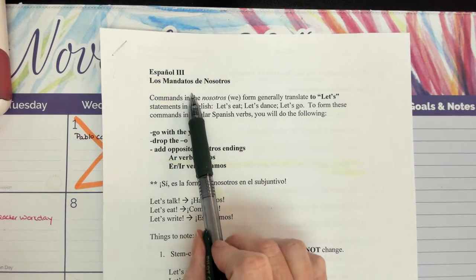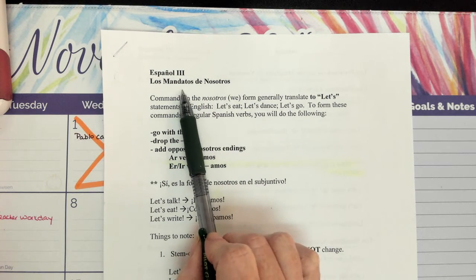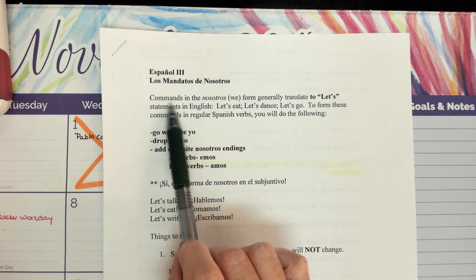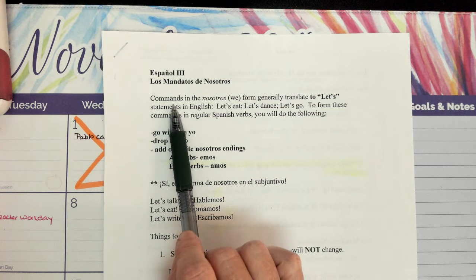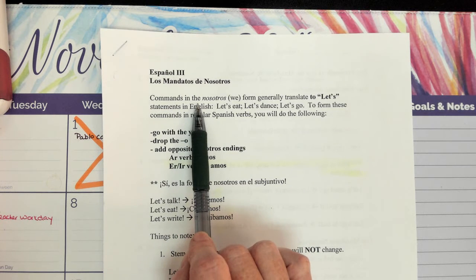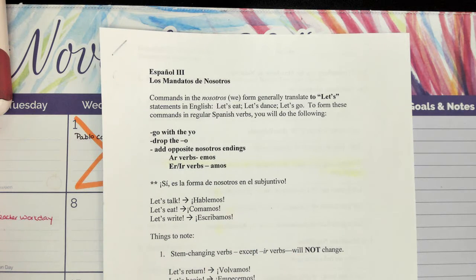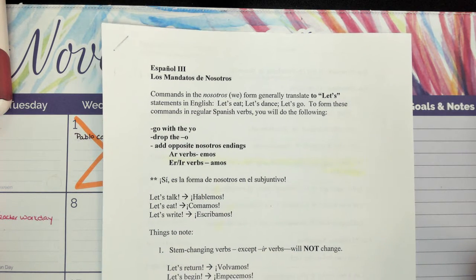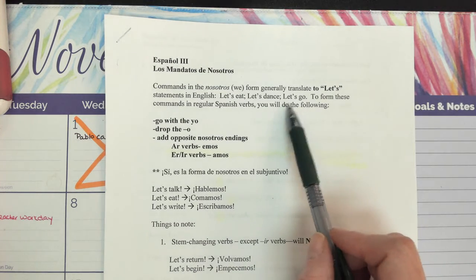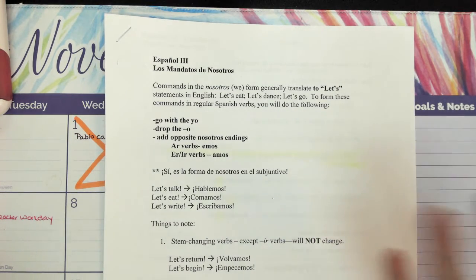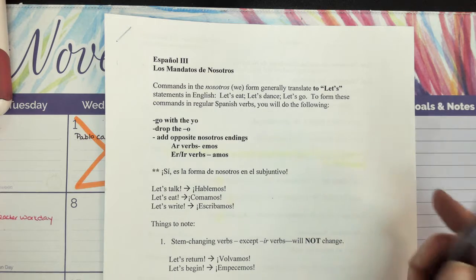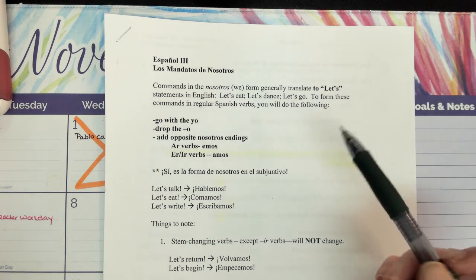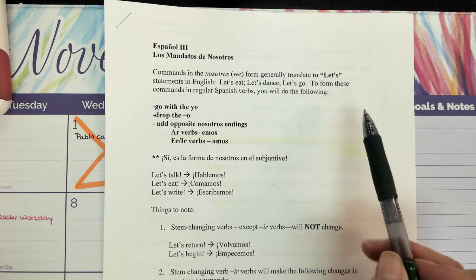So we're going to be talking about our nosotros commands. If you take a look, these are new for us this year. Commands in the nosotros form generally translate to let's. Let's eat, let's dance, let's go. That let's is kind of like saying we all. We have that in English, and in Spanish we have the nosotros commands.